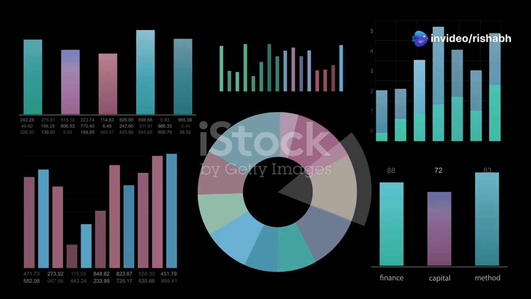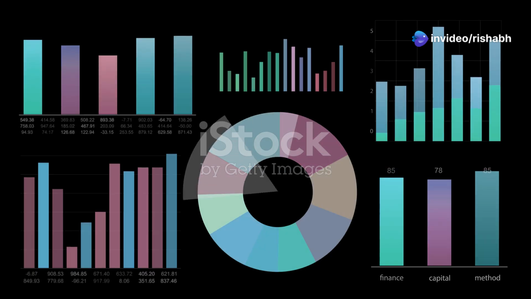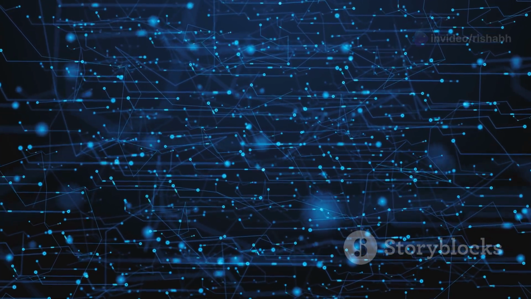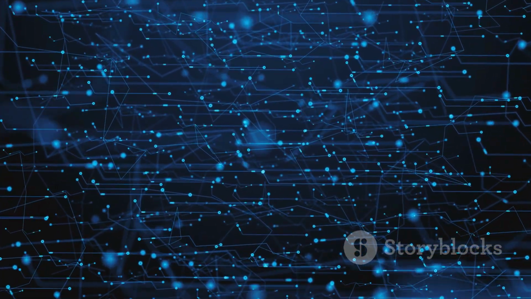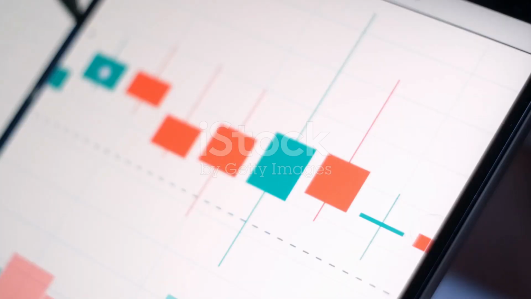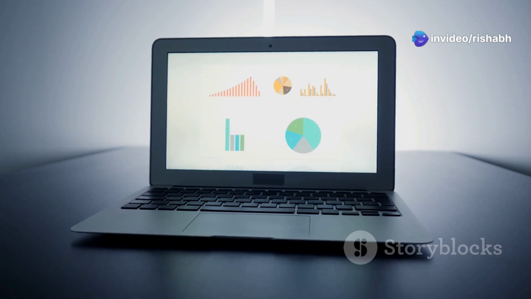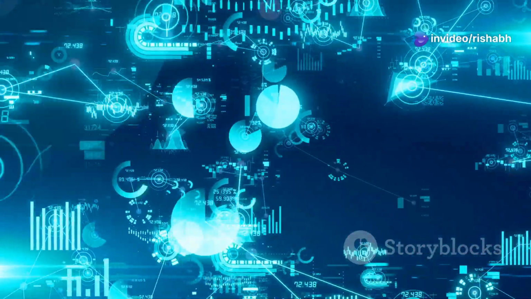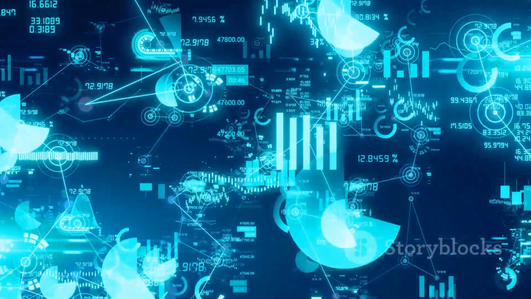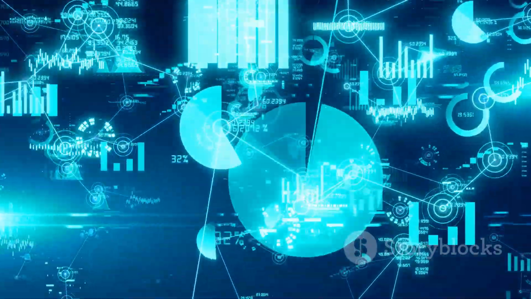Mastering data visualization. Choose the right chart. The universe is full of data, an endless stream of information waiting to be decoded. And that's where data visualization comes in. It's like turning raw cosmic ingredients into a feast for the eyes, revealing patterns and stories. Today we'll explore the power of data visualization and how to choose the right chart to tell your data's story.